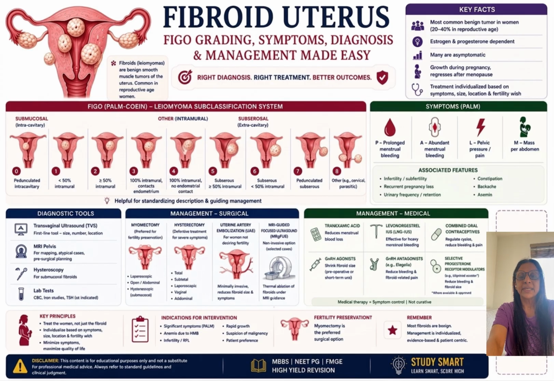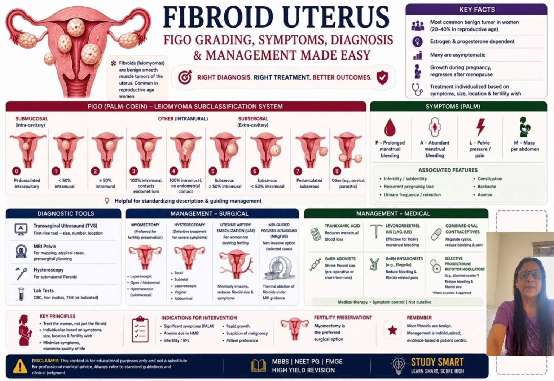Type 5 and 6 are subserous fibroids. Coming to type 5, more than 50% of the fibroid is intramural and the remaining part is projecting on the surface of the uterus, which is beneath the layer of serosa. And type 6 is less than 50% of the fibroid is in the myometrium, whereas most of the part is protruding through the surface of the uterus beneath the serosa. Type 7 is pedunculated subserous fibroid and type 8 is a special type of fibroid such as cervical fibroid, broad ligament fibroid and wandering fibroid.